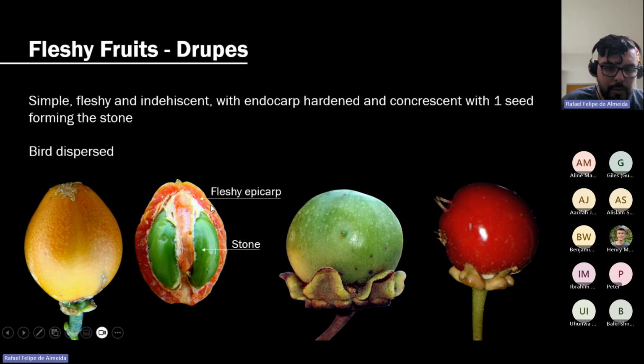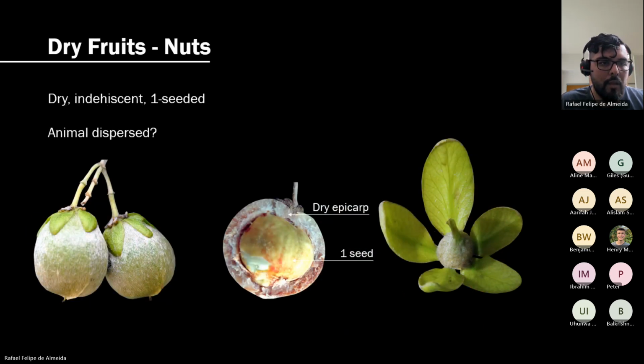So here, just for you to understand and see, you have the fleshy epicarp of the fruit, the stone, and all of those three types of fruits of genera here, they show the same morphology.